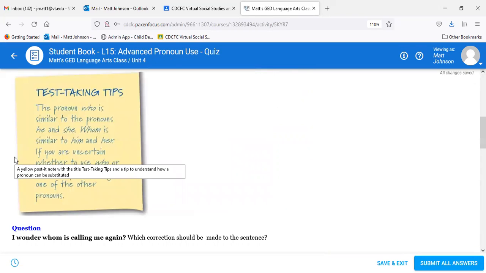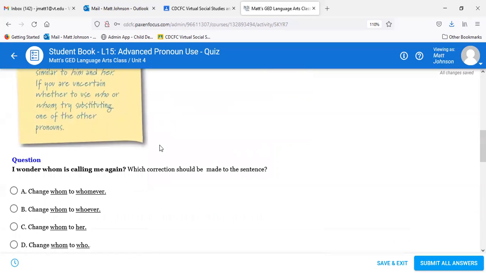So our test taking tip: the pronoun who is similar to the pronouns he and she. Whom is similar to him and her. If you are uncertain whether to use who or whom, try substituting one of the other pronouns. That's great advice. So we'll actually try that with the question right here.